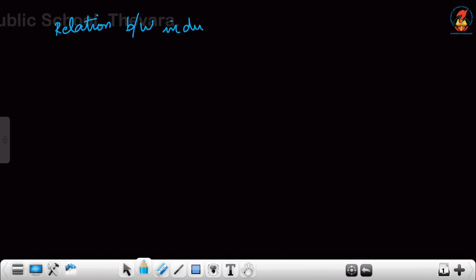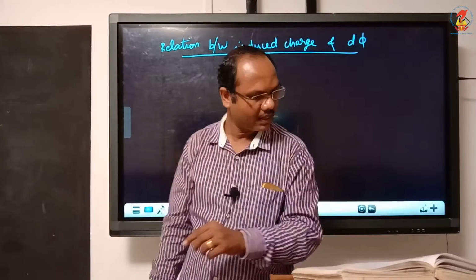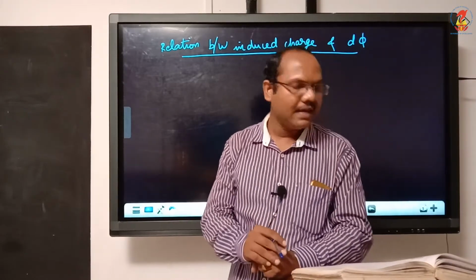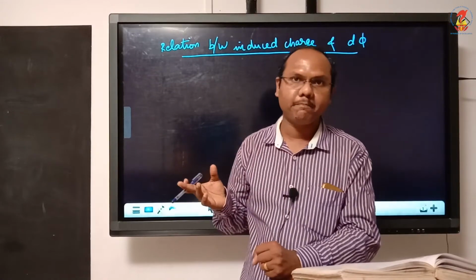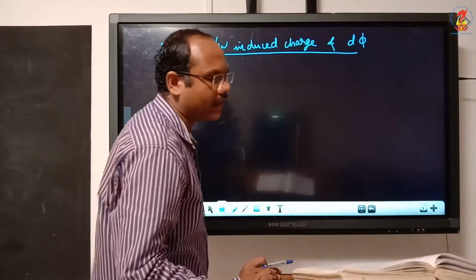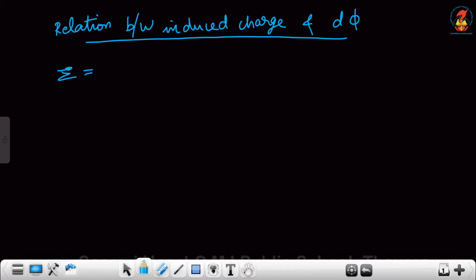Relation between induced charge and change in magnetic flux. It is written as d phi. We already know E is equal to d phi by dt, Faraday's second law. So I am writing like this: induced EMF E is equal to d phi by dt.